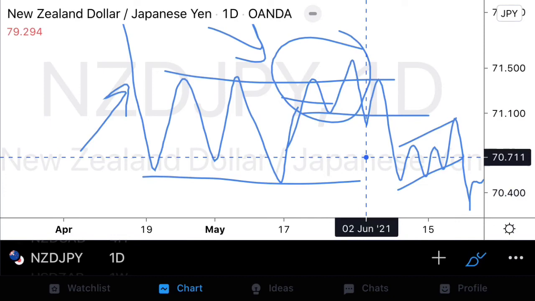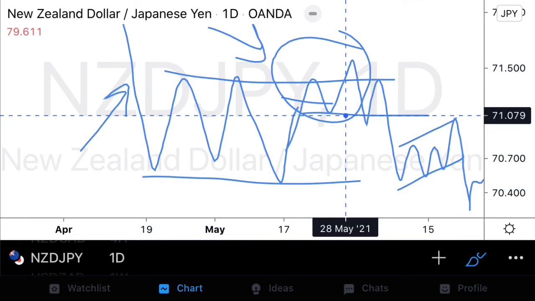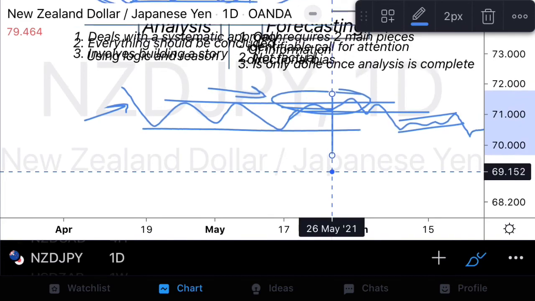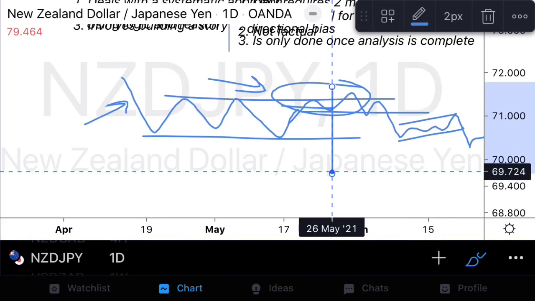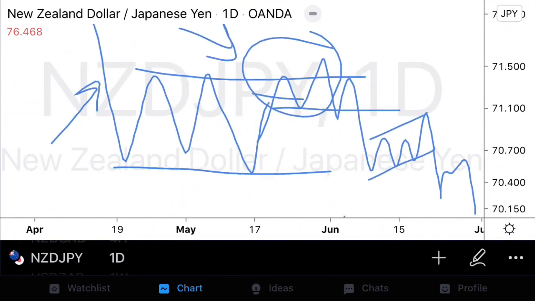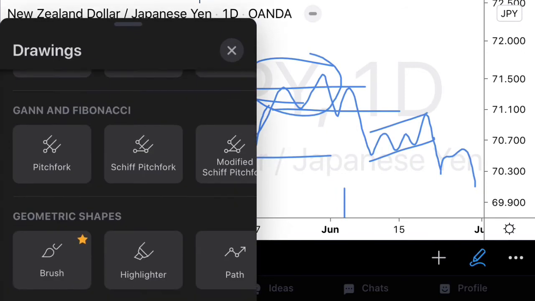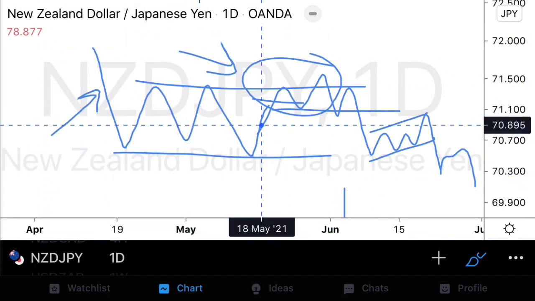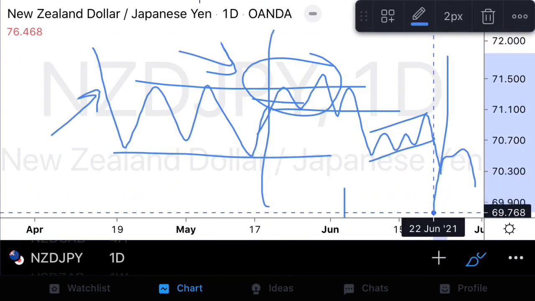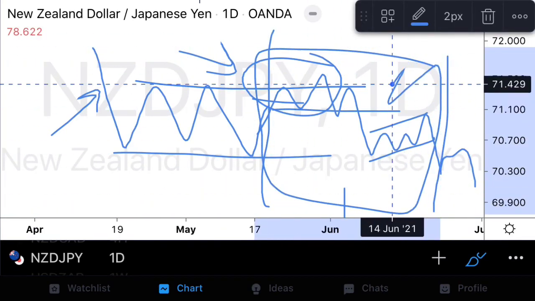Remember, our analysis needs to be systemized. Our analysis should be concluded using logic and reason. And number three, obviously, our analysis involves building a story. Once we've done all of those three steps, then only can we move on to the next step, which is our actual forecasting. So forecasting can only be done after analysis is done. And the best thing about forecasting is that it involves us in the market development.